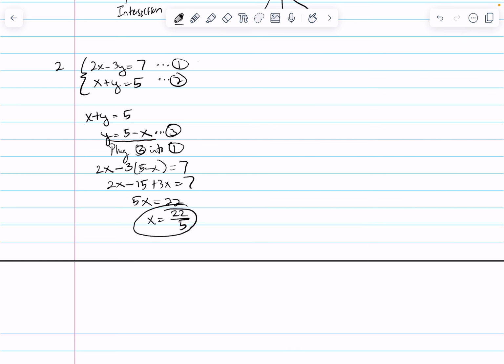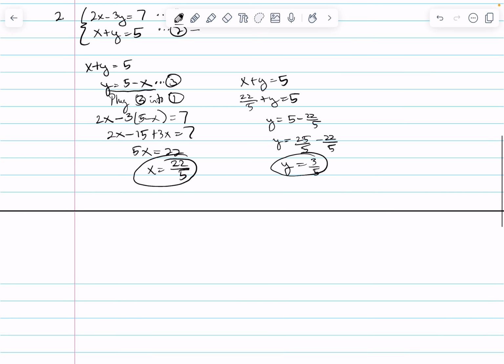Now we're going to solve for the y coordinate, and we're just going to plug it in. So we're just going to plug this x coordinate into the second equation up here. x plus y equals 5. x is 22 over 5, plus y equals 5. y is going to be equal to 5 minus 22 over 5. Now we convert to a common denominator. So 5 times 5, 25 over 5 minus 22 over 5. y is equal to 3 over 5. Bam. So our answer is (22/5, 3/5). And that is our answer.